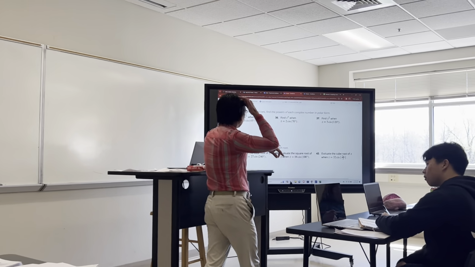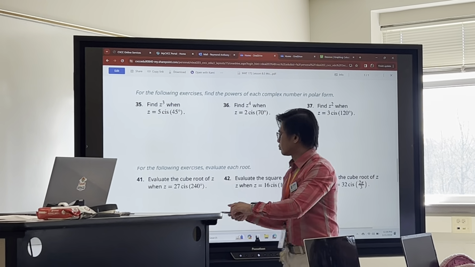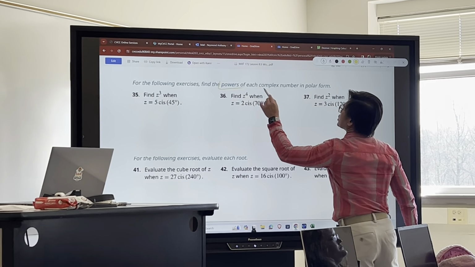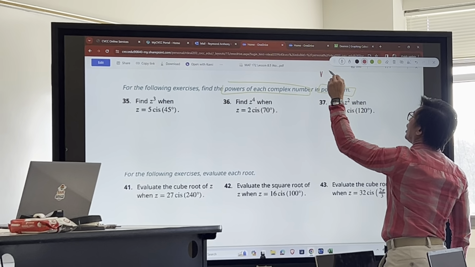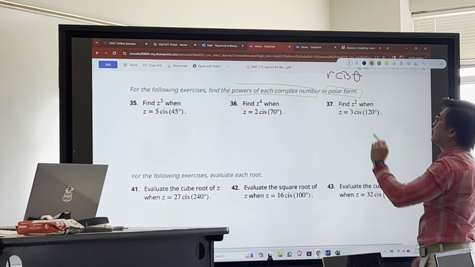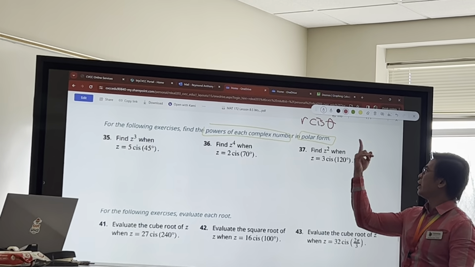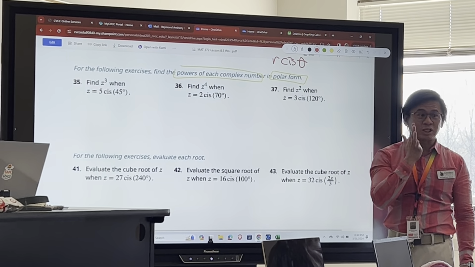Jalen, go ahead, please. The one on top. So the following exercise will find the power of each complex number in polar form. Right. So powers of each complex number in polar form. Again, the polar form is in r cis theta, where r is the radius, modulus, or absolute value, and theta is the angle. Technical term for such is argument.